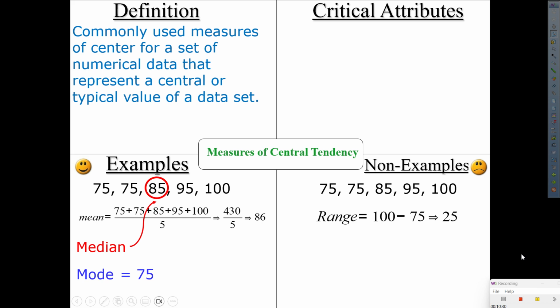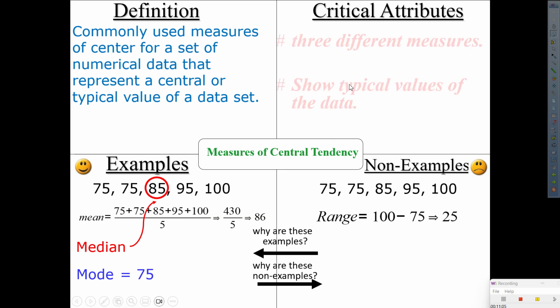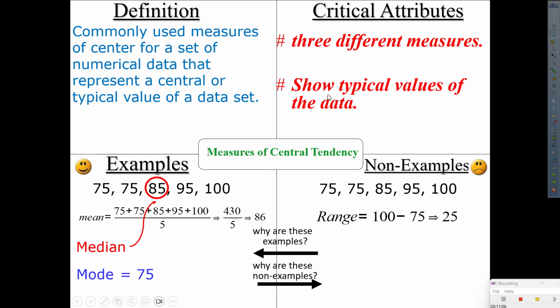So once again, look up, why are these numbers not measures of central tendency? Because they are only what? Data. It's only data. So, since we already know what they are and how to get the measures of central tendency, hashtag, what makes a measure of central tendency? 3 different measures. Hashtag shows typical values of data. Hashtag 3 different measures. Hashtag shows typical values of the data.